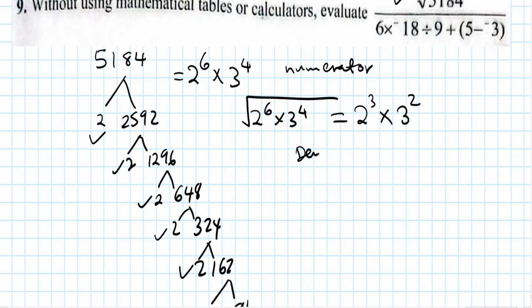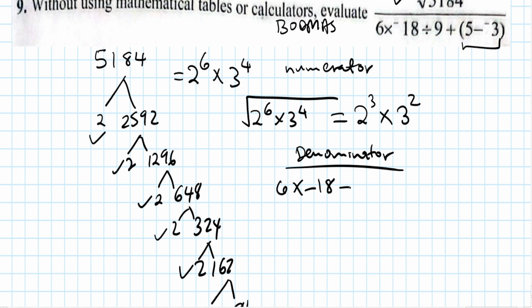Now let's go to the denominator. The denominator is much easier. So you start with BODMAS. Is there a bracket? Yes. If there's brackets, we start with them. We have 6 times negative 18 divided by 9 plus 5 minus negative 3, which will give you 5 plus 3. 5 plus 3 is 8. So we finish the bracket.